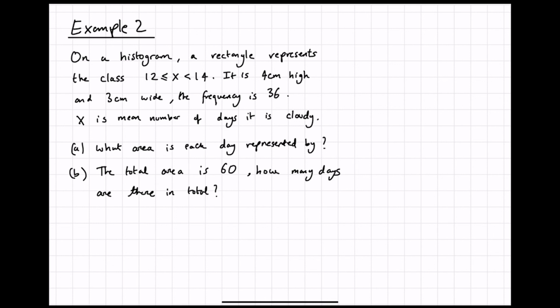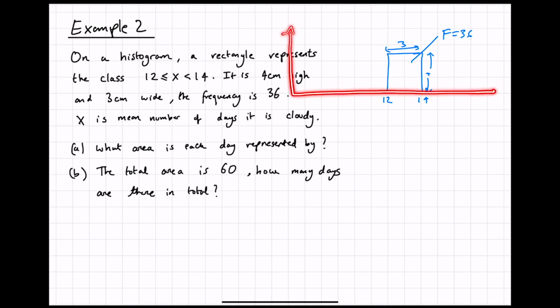Just so you know what's happening, we have a rectangle from 12 to 14, which is 3 centimeters wide and 4 centimeters high, and it represents a total frequency of 36. Now, this rectangle is part of a whole histogram. This is actually what the whole thing might look like, and it's just talking about this one rectangle that we've got here.